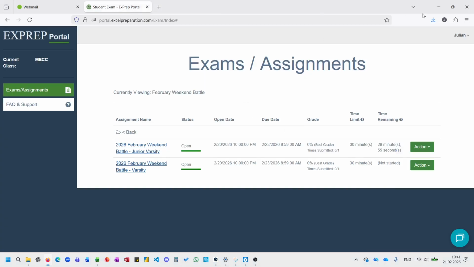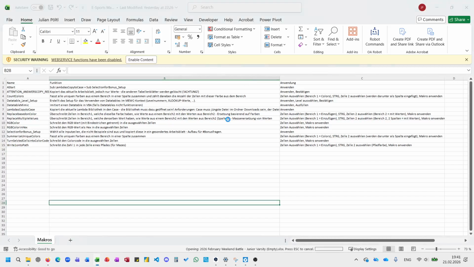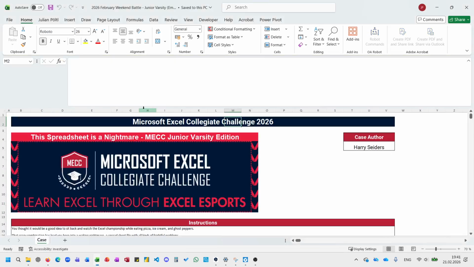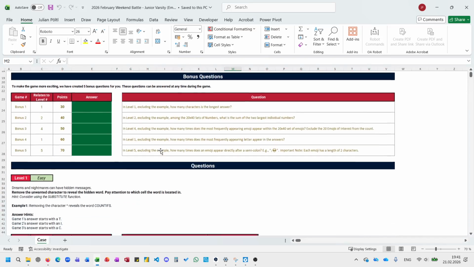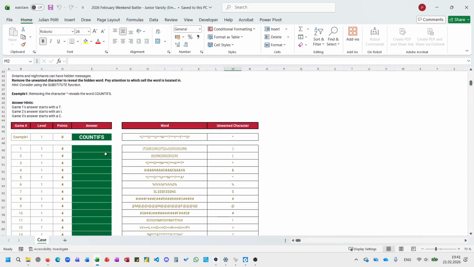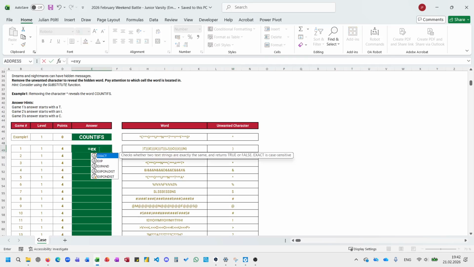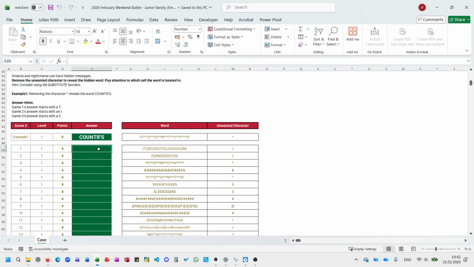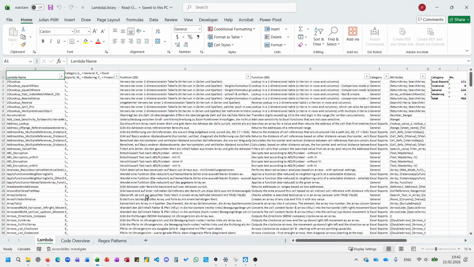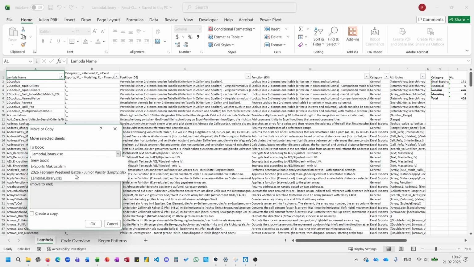Downloading always taking that long. Okay, JV. Here we go. Harry Siders. That's good. That's good. Extract. Oh no, I don't have extract. Load lambdas. Why can't it? Okay, I have to debug this macro.